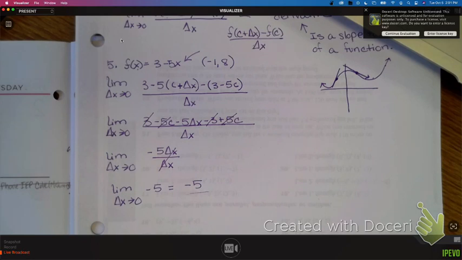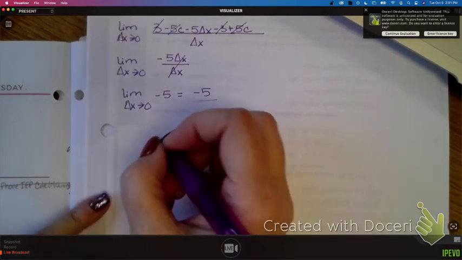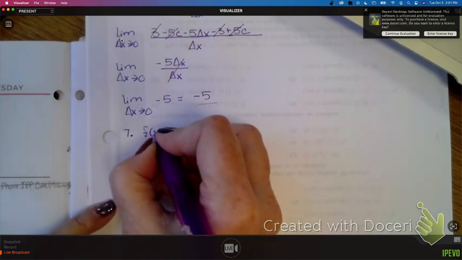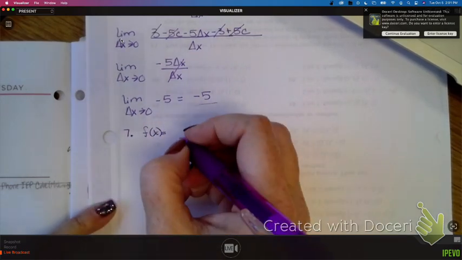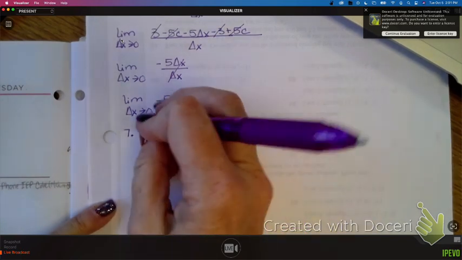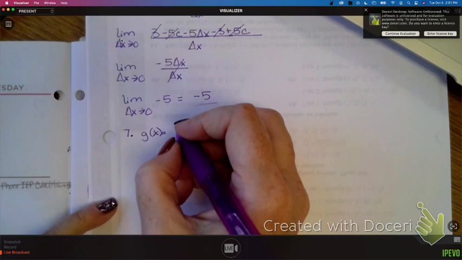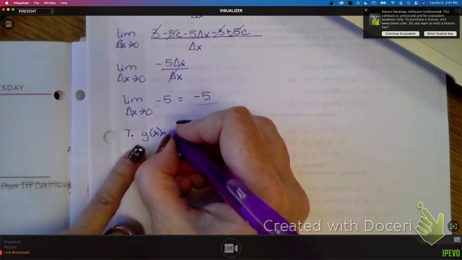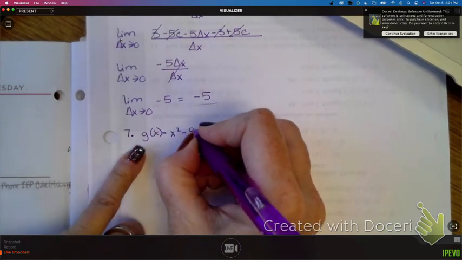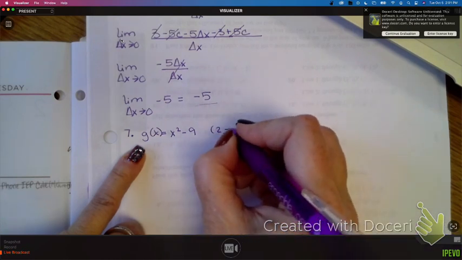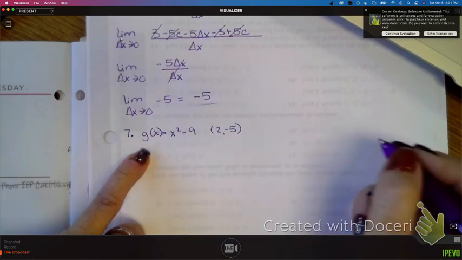Okay, ready? Go to 7. That's confusing. Ready? Okay, so 7, f of x is equal, oh, it's g of x, huh? So do you change anything for that? Nope. G of x is x squared minus 9. Yes? And we're going to go to negative 5 if we get an x in there, right?